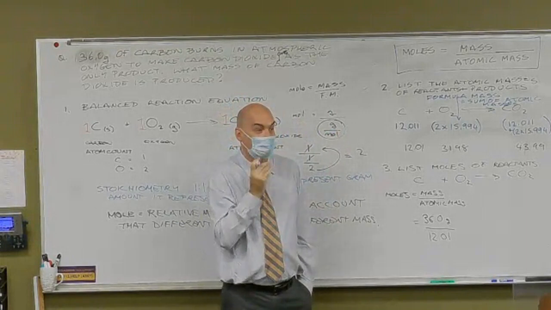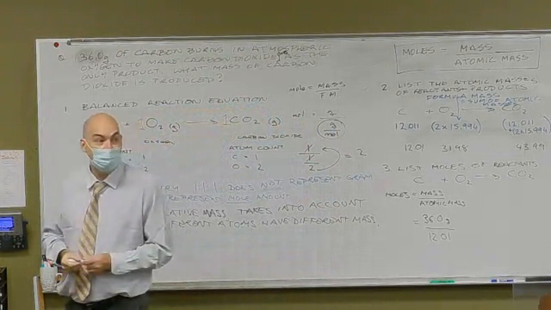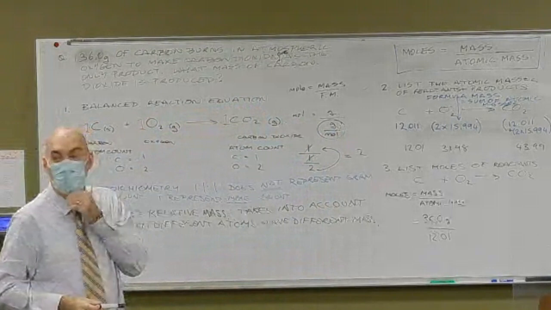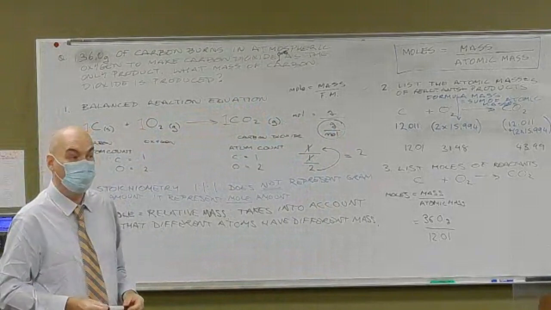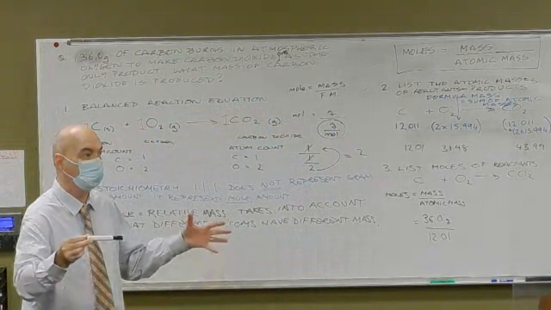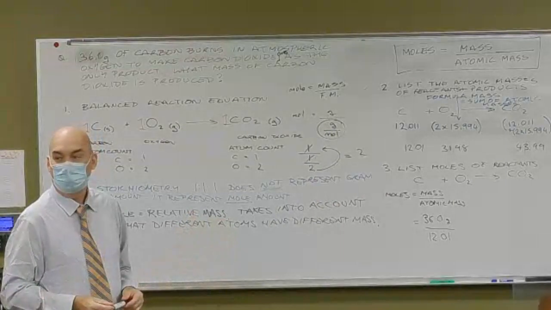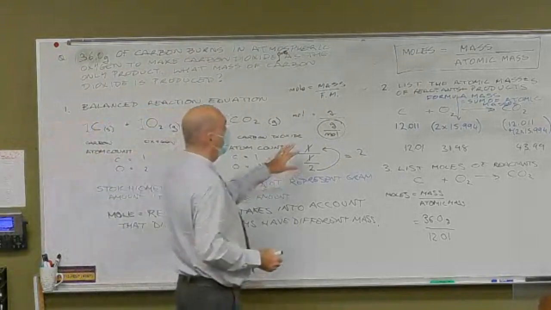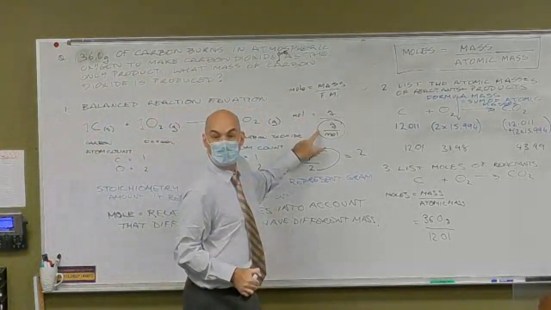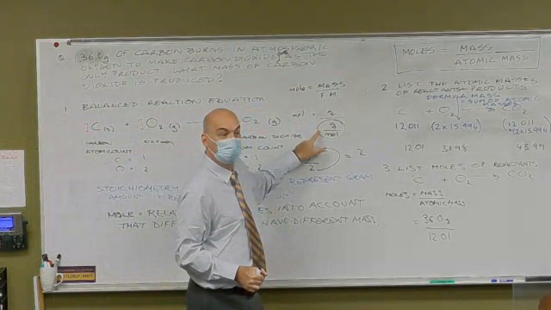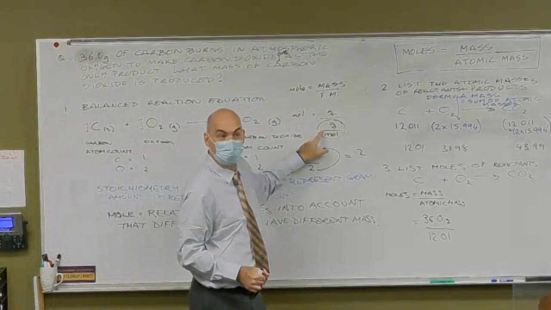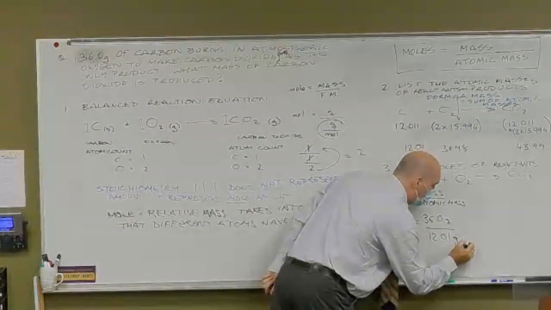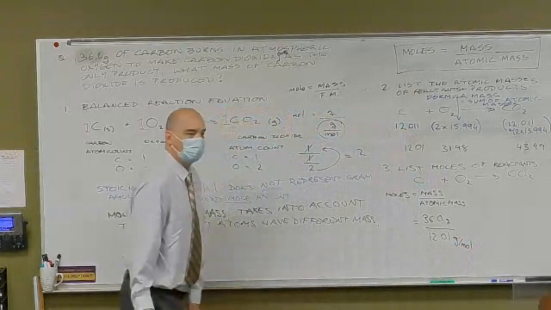The periodic table has done it again. It's just turned into a giant cheat sheet. It now tells you how many grams are in a mole, a relative amount of every individual atom. We're going to now only talk about atomic masses being written as grams per mole. Okay? All right, 36 divided by 12.